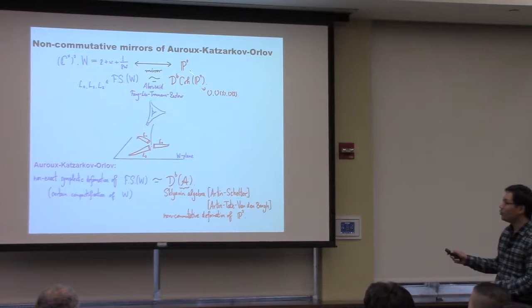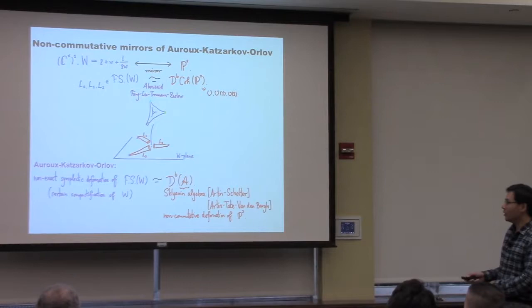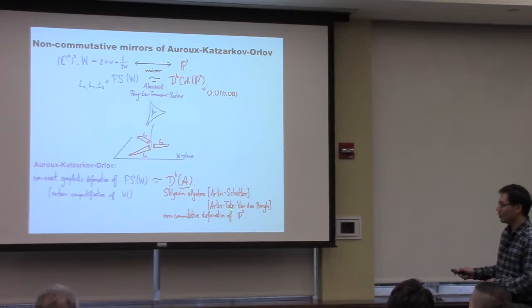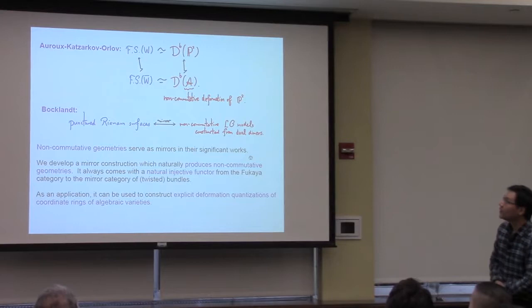non-commutative P2. This A denotes the Sklyanin algebra, studied by various algebra specialists, and it is a non-commutative deformation of P2, meaning that the derived category is not quite the same, it is deformed from the derived category of P2. So it is a deformation. Yeah, so we have this example, a non-commutative deformation of P2.